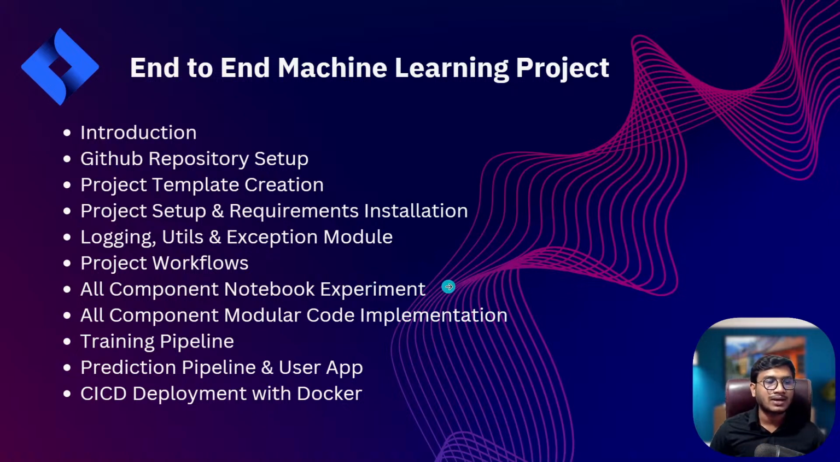We'll first implement all the components as a Jupyter notebook experiment, right? Let's say data ingestion, data validation, data transformation, model trainer, model evaluation. This is called a component, and this is called the entire training pipeline. So these are the separate components we have to implement. We'll implement them on the Jupyter notebook, then we'll convert all the components into our modular coding implementation. I hope it is clear.